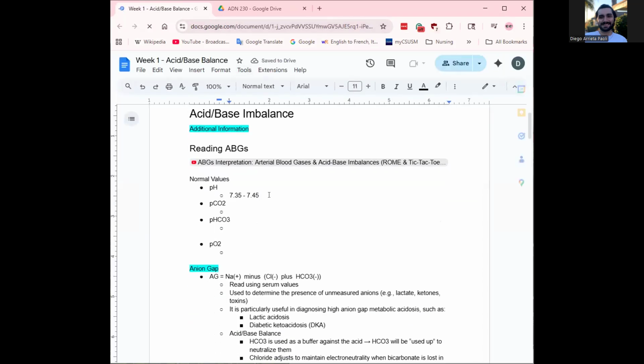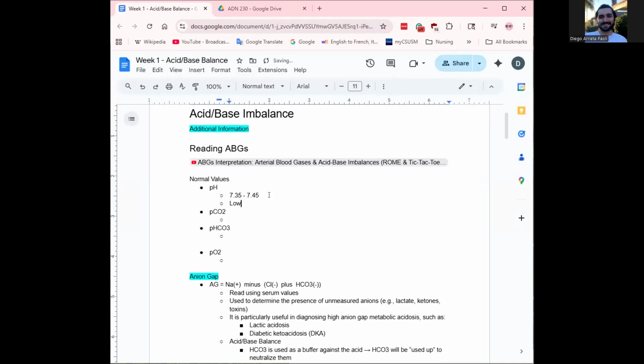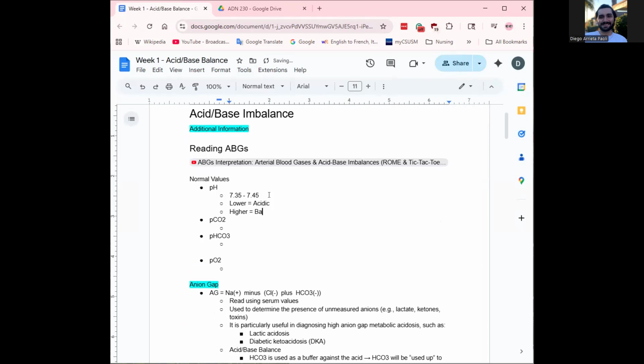But yeah, 7.35 to 7.45. Lower equals more acidic and higher equals more basic. And depending on how the ABGs line up, even if it's within a normal limit, there are still ways for you to differentiate between acidic versus basic. It would be splitting the normal range in half: the lower number of normal is acidic, the higher number of normal is basic.